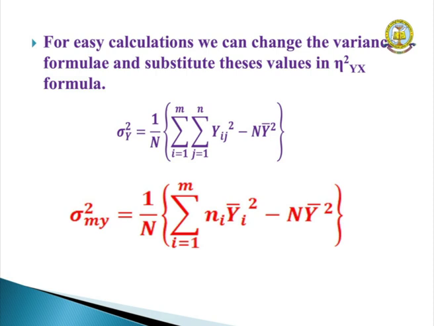Okay. Now, we are talking about the second function. What is that? Sigma square m y. Sigma square m y is equal to 1 by n of summing over i is equal to 1 to m, n i into y i bar whole square minus n into y bar square.